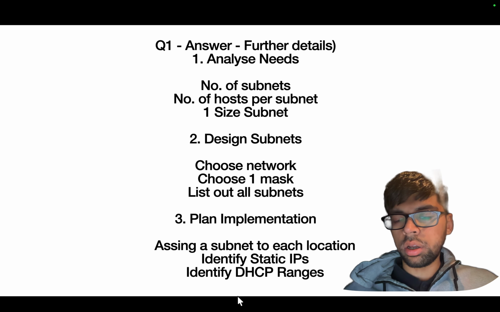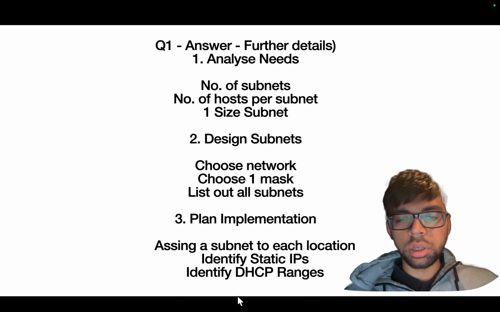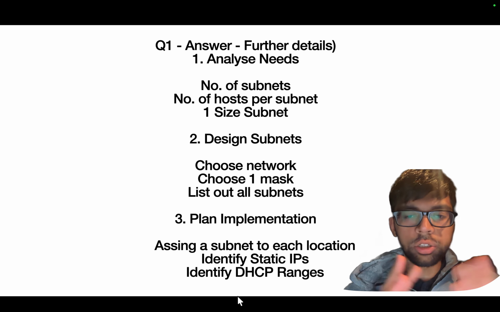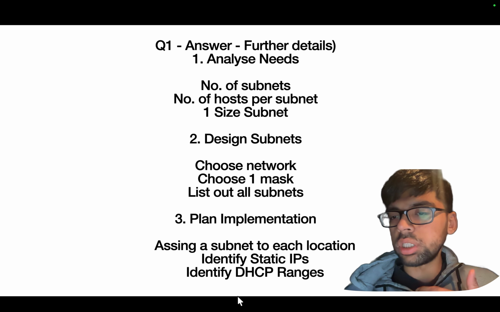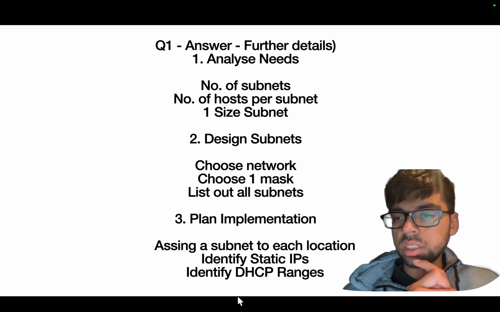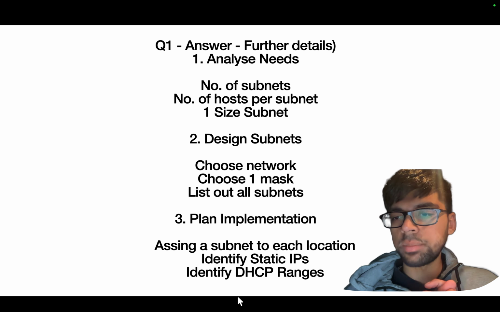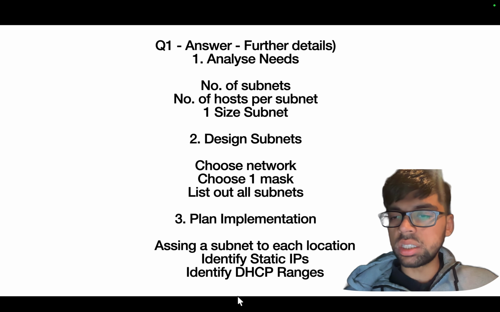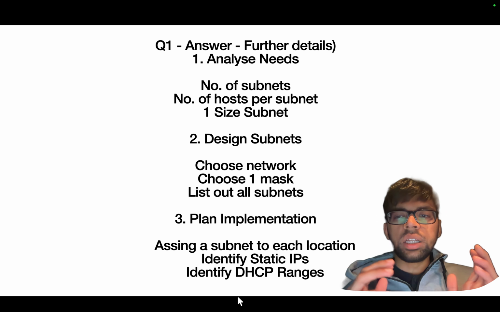subnet 4 to San Francisco. So we assign a subnet to each location we identified, but we also need to identify our static IPs, those that we want to save for static IPs, and identify our DHCP ranges. So those are things that we want to be thinking about.